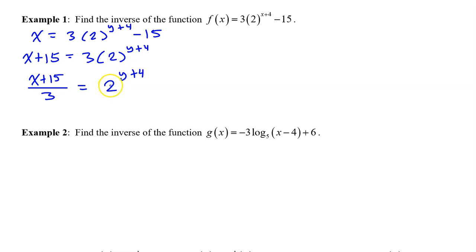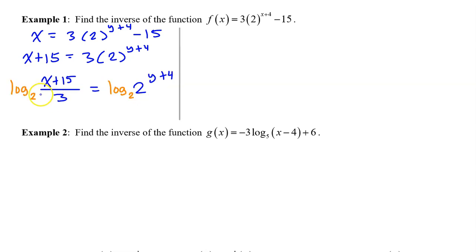We can cancel out a base 2 with a log base 2. So let's take the log base 2 of both sides of this equation. On the left side, we now have the log base 2 of x plus 15 over 3. On the right hand side, the log base 2 and the base 2 cancel each other out, and we are left with y plus 4. We are trying to get y by itself, so now we just have to subtract 4 from both sides.